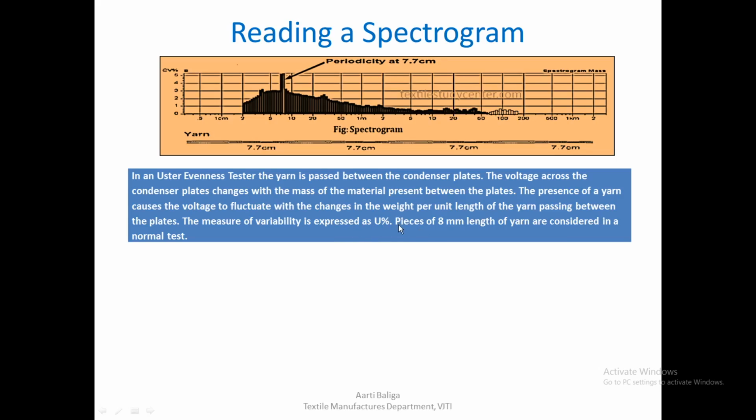The measure of variability is expressed in U percentage. So basically, whatever material is passing in between the condenser plate leads to a change in the voltage, and the voltage change is recorded as a change in the weight per unit length of the yarn, and it will be expressed as a U percentage. So pieces of 8 mm length of yarn are considered in a normal test. In a normal test, the cut length that you consider is 8 mm, and then you find out the percentage mean deviation, which is nothing but U percentage.